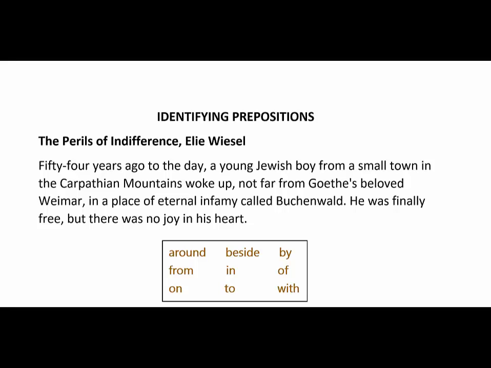Let's read. 54 years ago to the day, a young Jewish boy from a small town in the Carpathian Mountains woke up, not far from Goethe's beloved Weimar, in a place of eternal infamy called Buchenwald. He was finally free, but there was no joy in his heart. Pause the video and find as many prepositional phrases as you can. Come back when you're ready to check your answers.